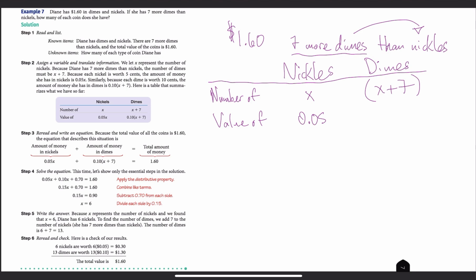Now, the value of a nickel is 5 cents. So the value of all the nickels is 5 cents times the number of nickels. The value of a dime is 10 cents. So the total value of all the dimes is 10 cents times the total number of dimes you have. So there's an expression that shows you the value of all the nickels. There's an expression that shows you the value of all the dimes. And you know that if you add them together and equal them to the total, then you can find out how many nickels and dimes you need.